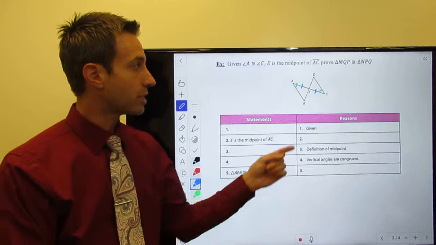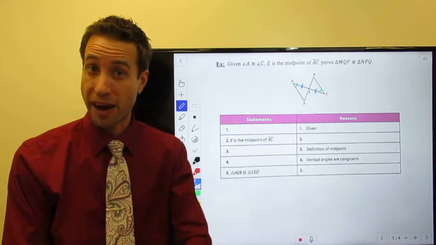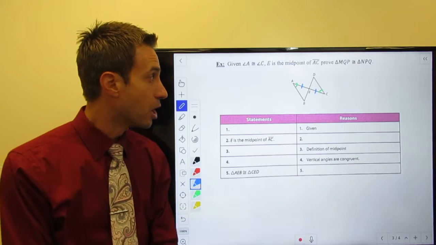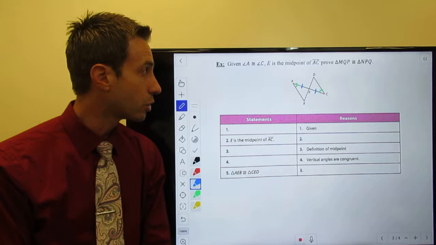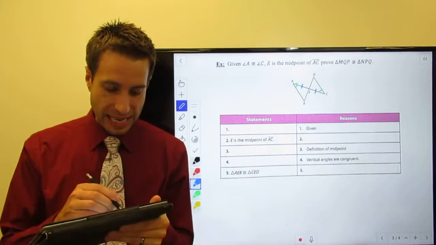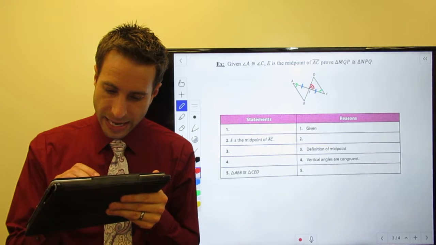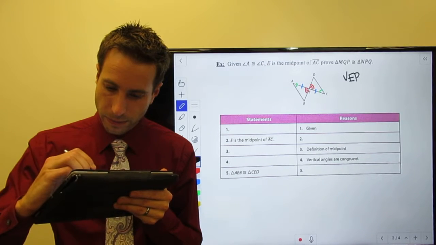Well, we're really close here. I have an angle, I have a side. All I need is one more pair of angles, and I've got the angle-side-angle congruency theorem. Can I show that these two angles are congruent? Well, actually, indeed I can. You should remember back to earlier, we talked about the idea of vertical angles.